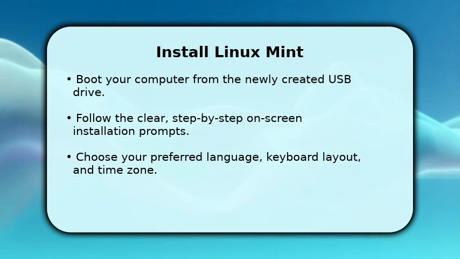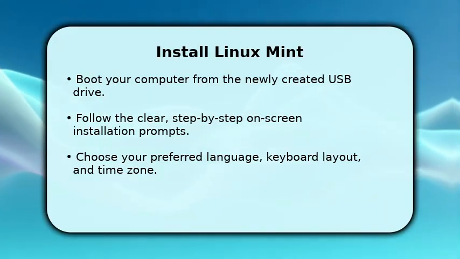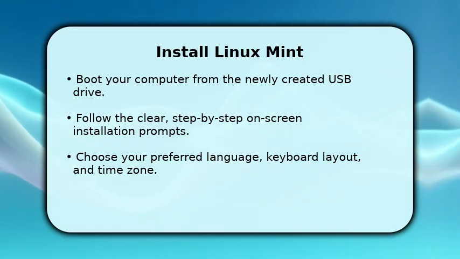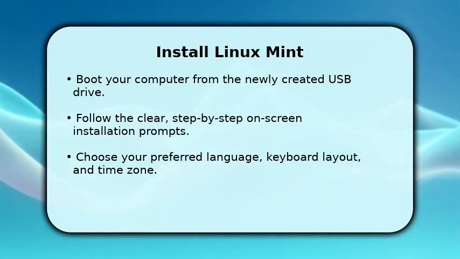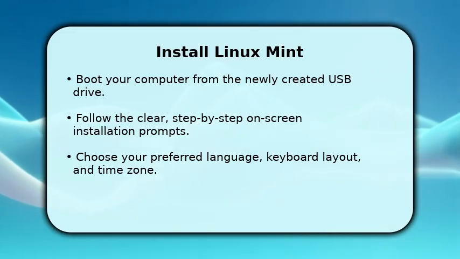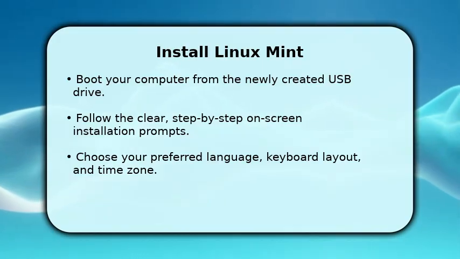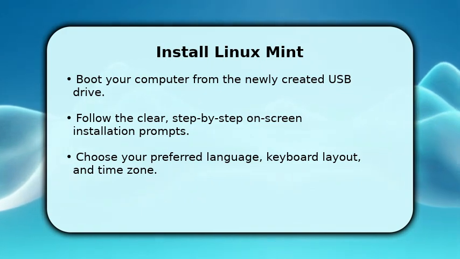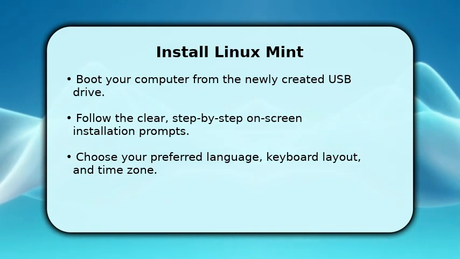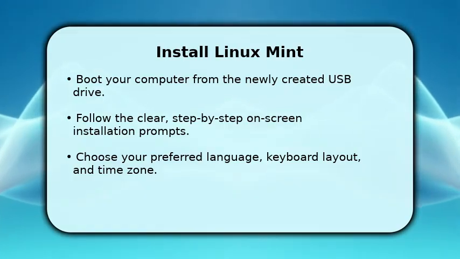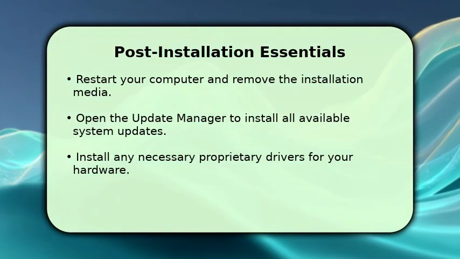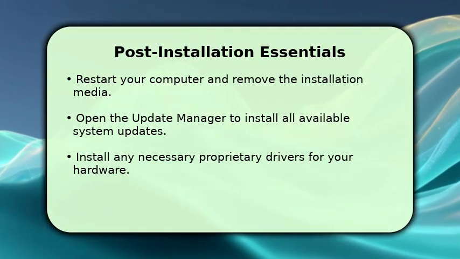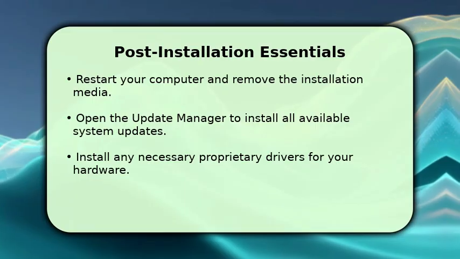Now, let's dive into the installation itself. Start by booting your computer from the USB drive you just prepared. You might need to adjust your BIOS or UEFI settings to do this. Once the live environment loads, double-click the Install Linux Mint icon. The installer will guide you through selecting your language, keyboard layout, and time zone. For most users, choosing Erase Disk and Install Linux Mint is the simplest option, but be cautious. After the installation completes, restart your computer and remember to remove the USB drive. Your new Linux Mint system will boot up.